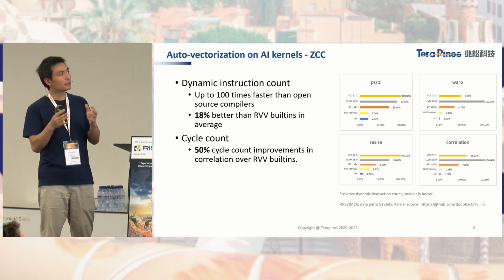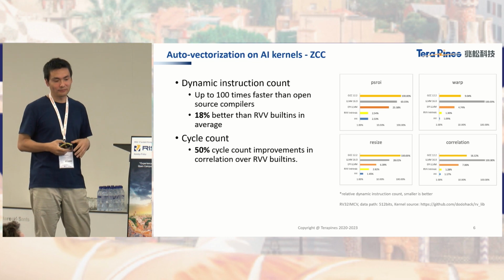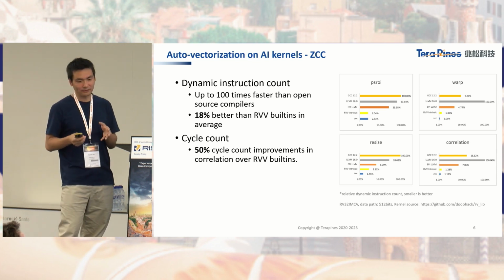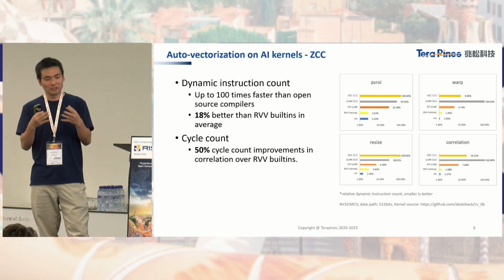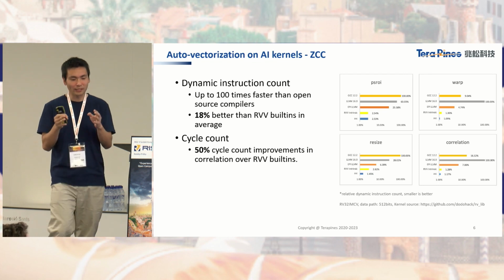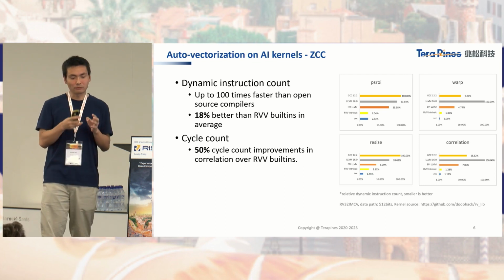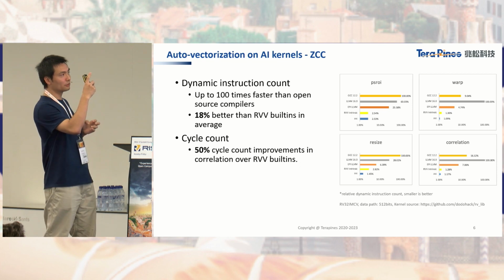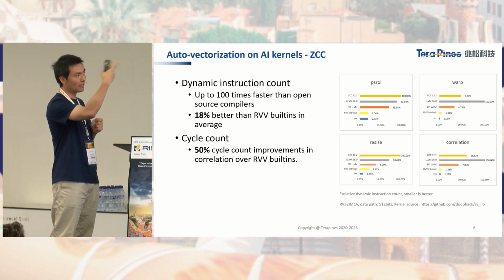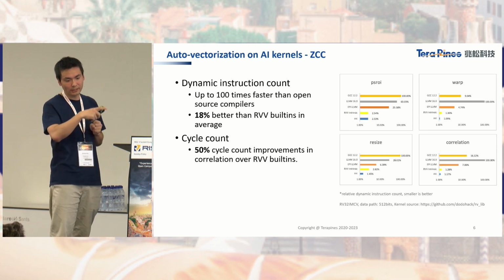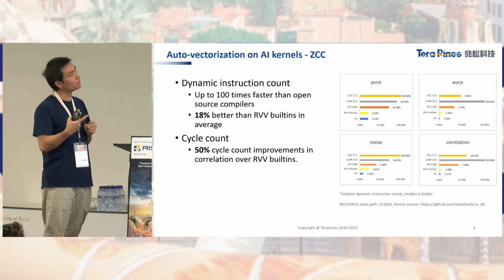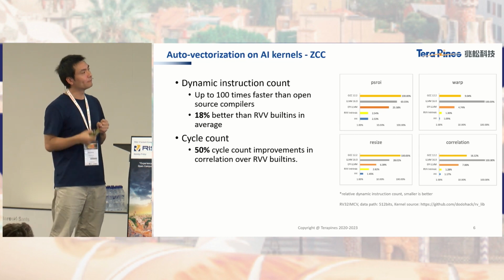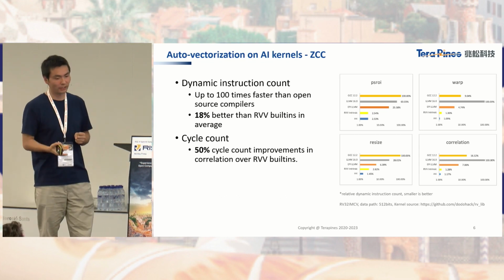So they asked me if we can do auto-vectorization to produce better kernel code for them, because they have written the kernels with RISC-V vector built-in functions. So in the screenshot on the right side, you can see we have compared our compiler with GCC 12.2 and LLVM 16 and LLVM from European Processor Initiative.